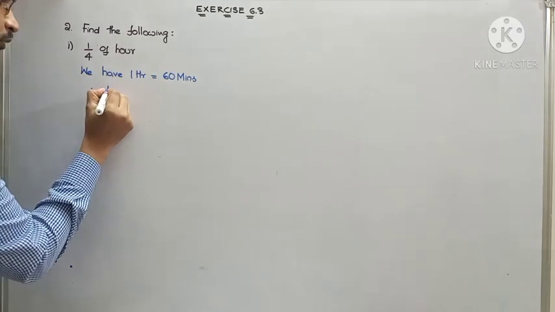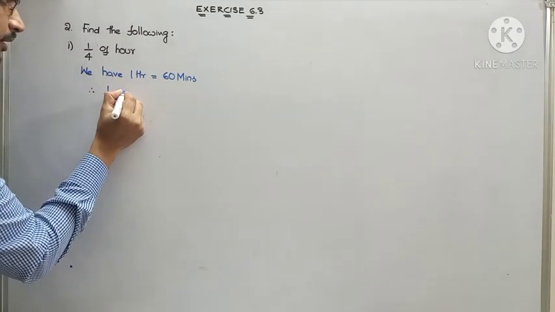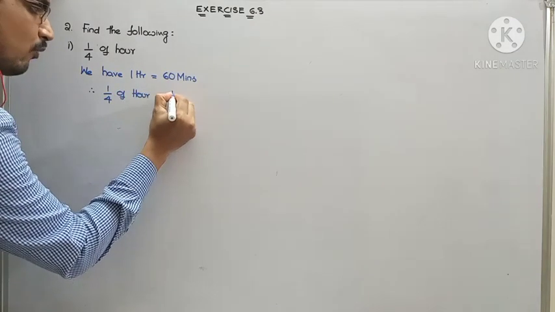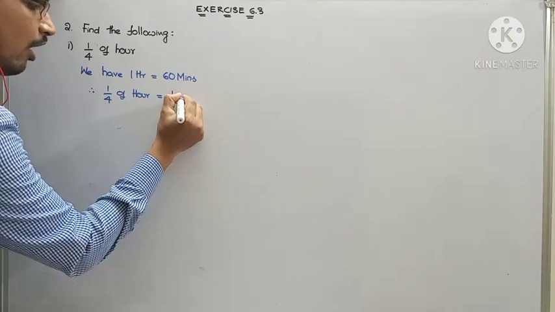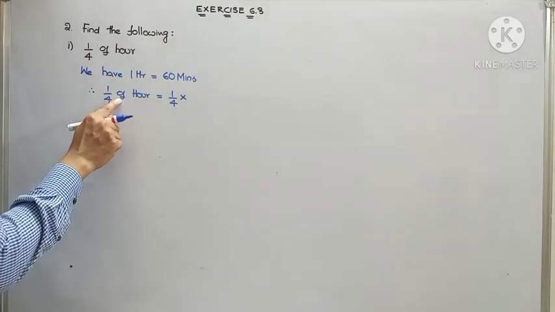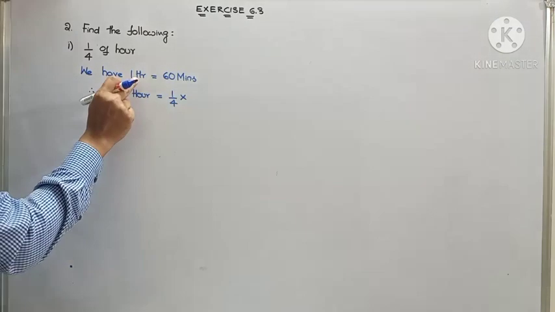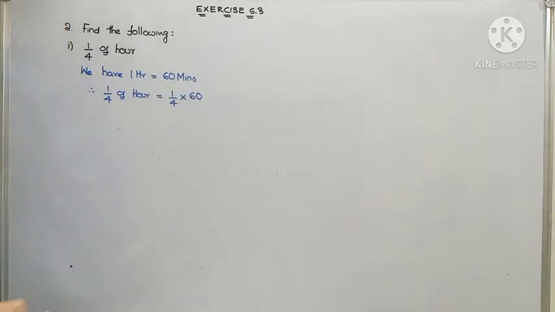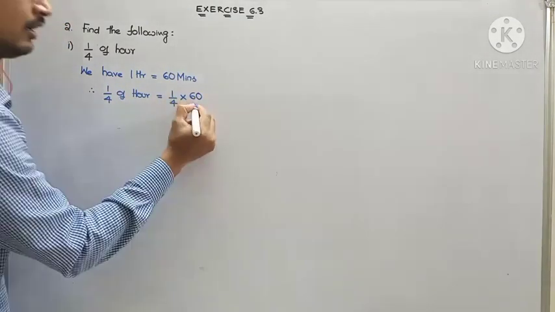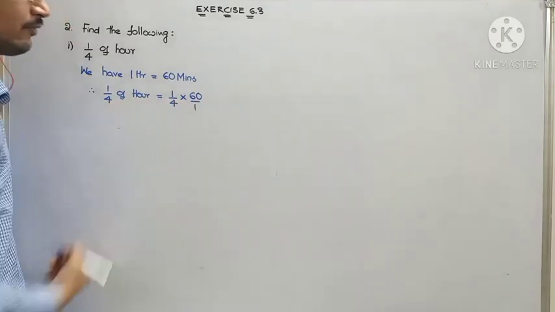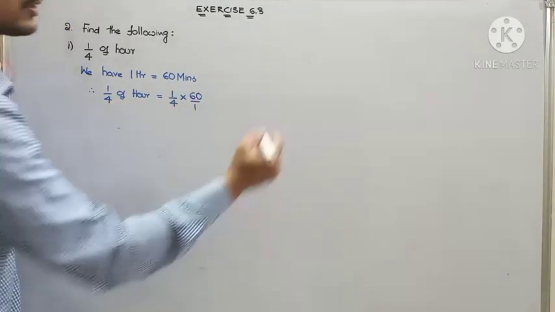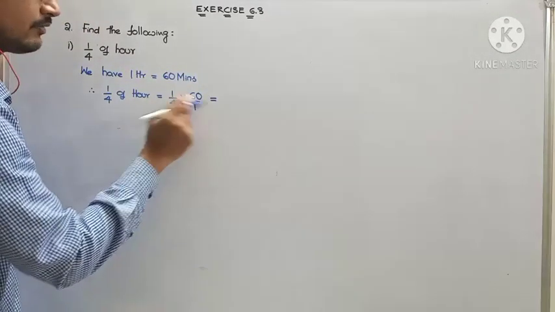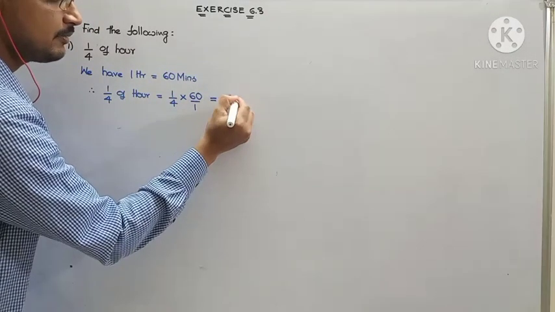Therefore, 1 by 4 of an hour is equal to 1 by 4 of, and of means multiplication. We already wrote 1 hour is equal to how many minutes? 60 minutes. So, the denominator is going to be 1. If you want, you can cross cancel. Otherwise, 1 times 60 is 60 by 4.